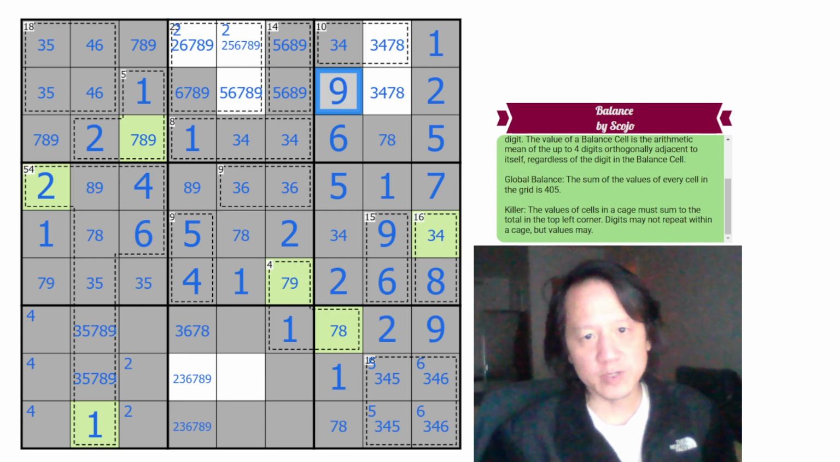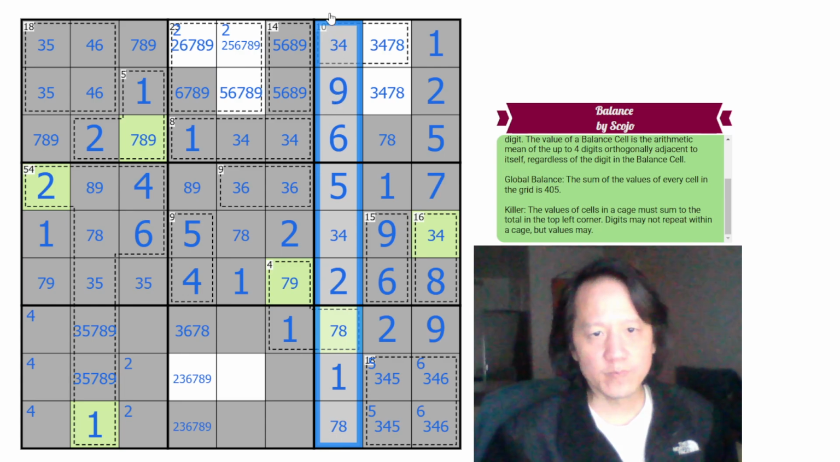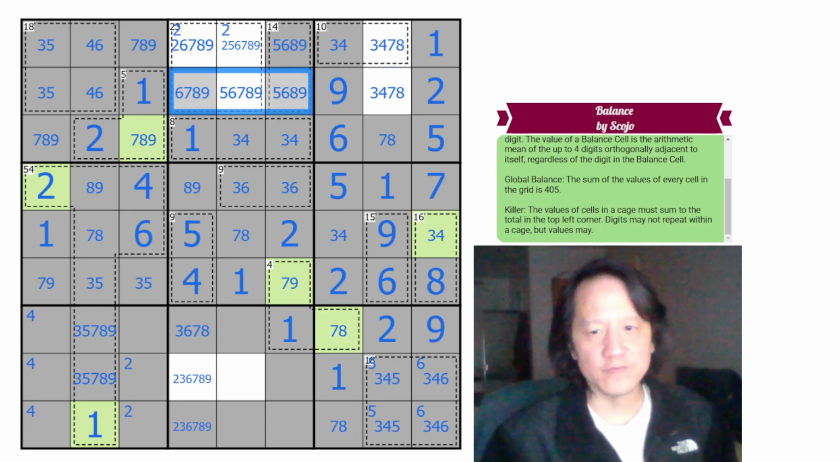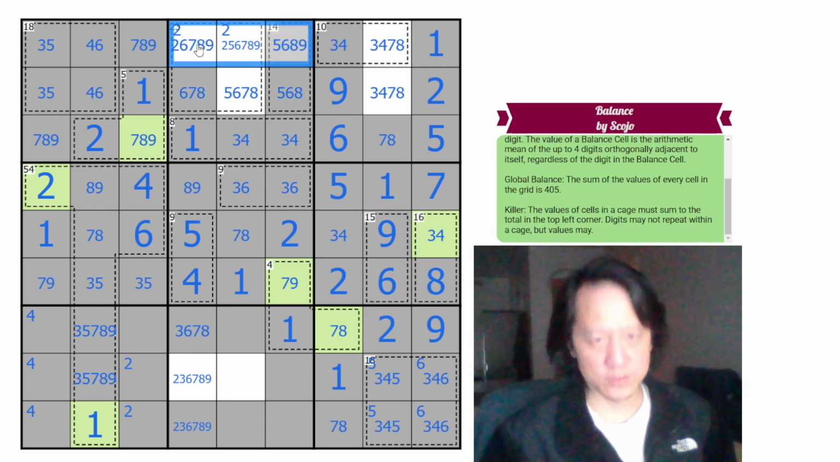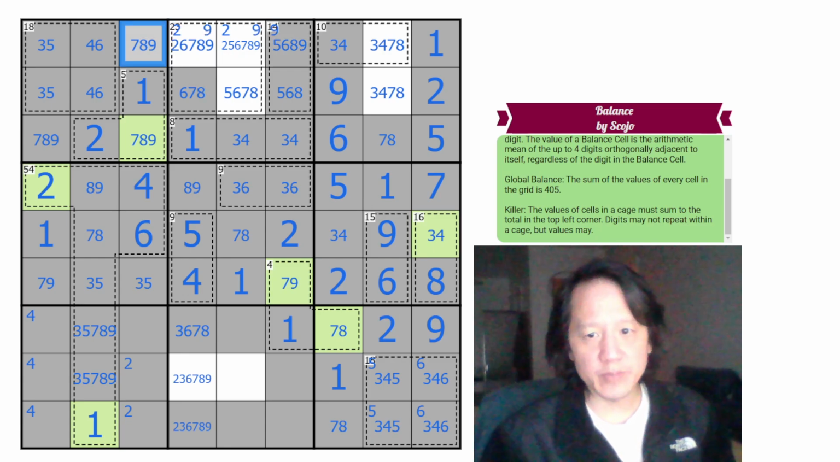Which means, where is the 9? It has to be here in column 7. So therefore, none of these can be 9. Therefore, the 9 is one of these 3. Which means this can't be 9 here. So 9 has to be one of these two. This is 3 or 4.